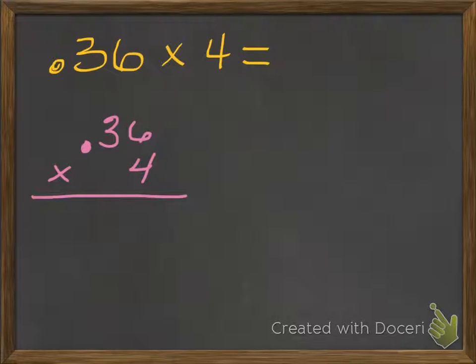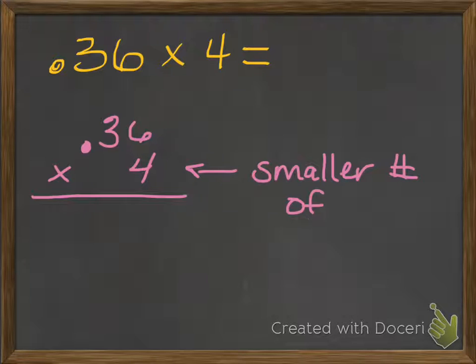I usually put the number that has the smaller number of digits. So the 4 only has 1 digit, so I'm going to put it on the bottom. The 0.36 has 2 digits, so that's why I put it on the top, even though 4 is actually a larger number than 0.36. It's just how many digits there are, because it makes the multiplication faster.